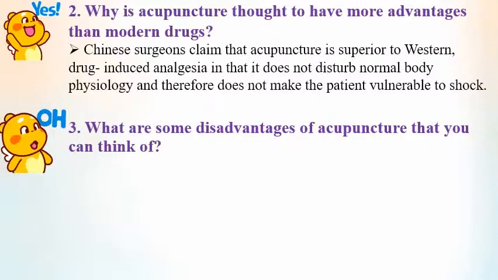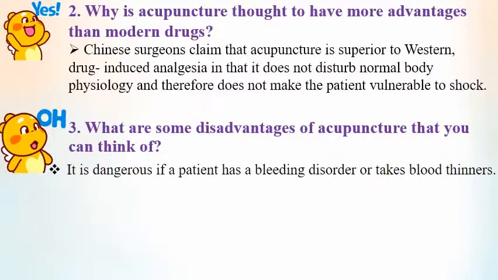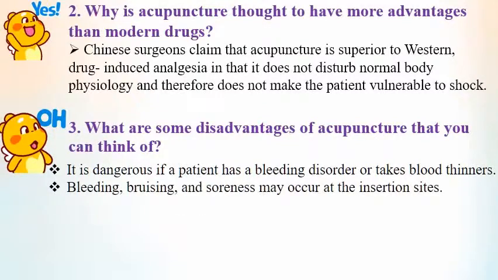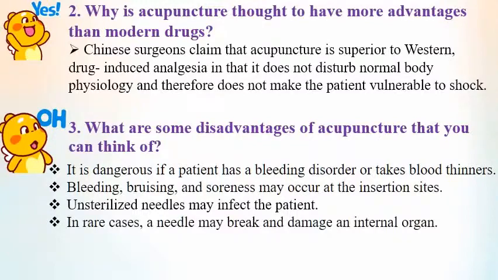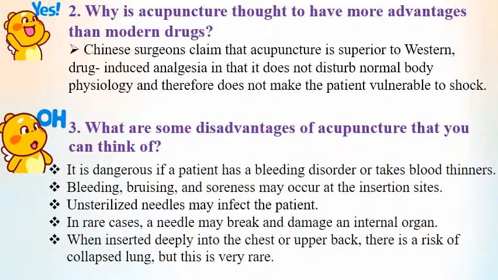Have you finished? Okay. We have 5 disadvantages of acupuncture. First, it's dangerous if a patient has a bleeding disorder or takes blood thinners. Second, bleeding, bruising, and soreness may occur at the incision site. Third, unsterilized needles may infect the patient. Fourth, in rare cases, a needle may break and damage an internal organ. And the last, when inserted deeply into the chest or upper back, there is a risk of collapsed lung, but this is very rare.